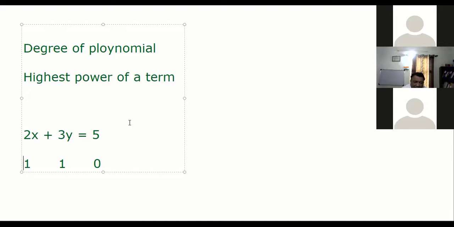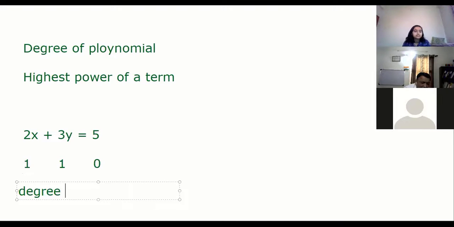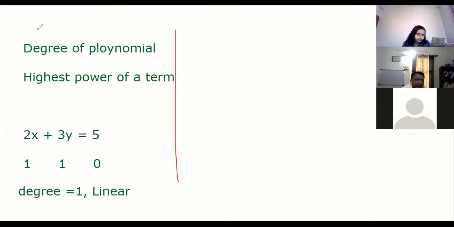So the degree of this polynomial is 1. When the degree is 1, we call it a linear polynomial.